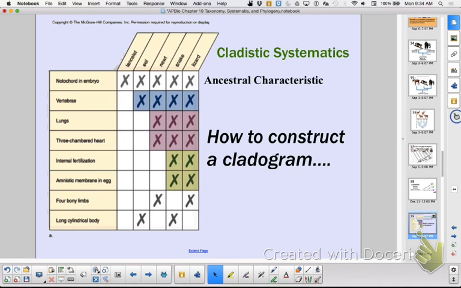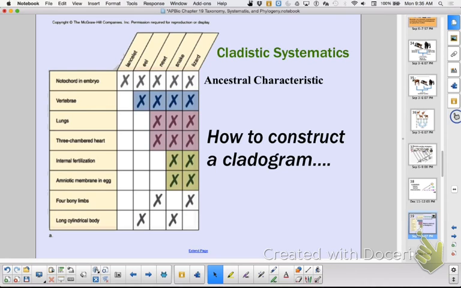So when you look at cladistics, you can make a chart. And when you make this chart, when you're trying to establish a cladogram, you look here: notochord in the embryo, all of these species had that. So if all of them have that, we'll call that the what trait? The ancestral trait, right? Then we start to look, who has vertebrae? Who has lungs? Who has a three-chambered heart? Who has internal fertilization?